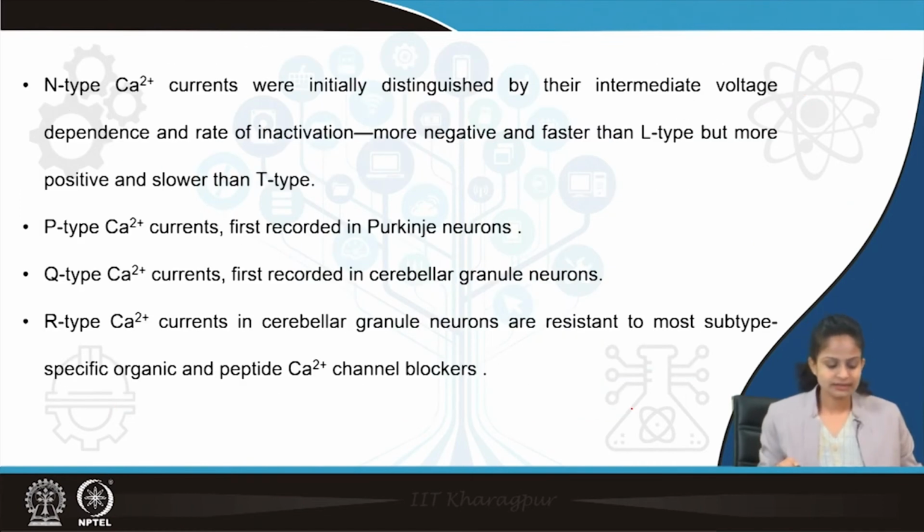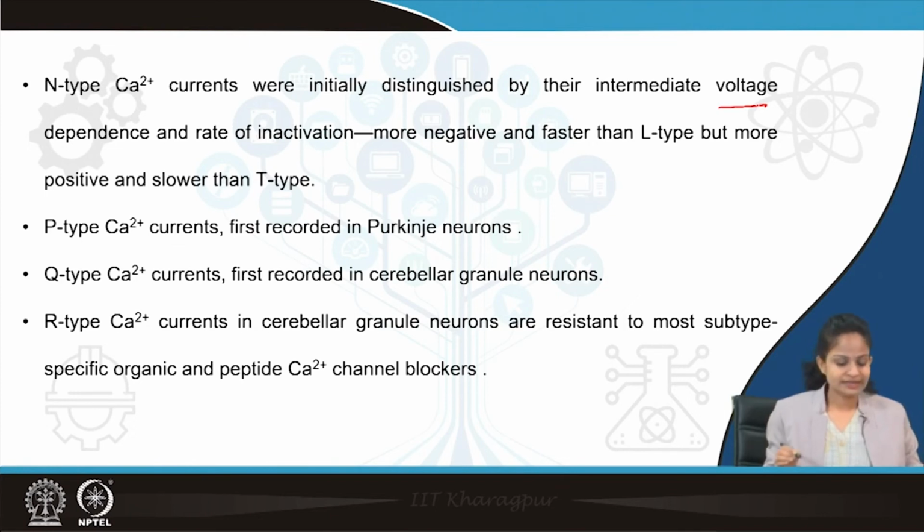In contrast to this, we have N type of calcium channels. Now, N type of calcium currents are mainly distinguished by their intermediate voltage dependence. They fall in between L type and T type, which means they are not totally dependent on high voltage, neither are they dependent on much negative voltage. They are in between the L type and T type.